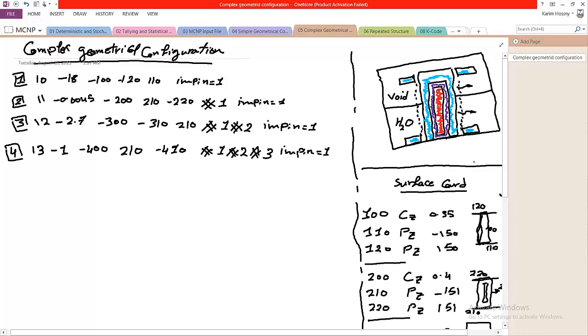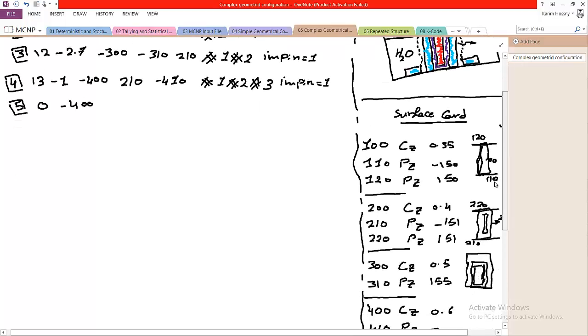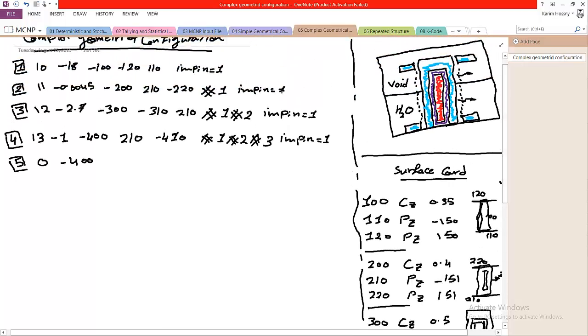After that, we have to specify the other part of the tolerance, which will be void, therefore zero material, which means that there is no density, to be negative 400, negative, let's see what this surface was. This surface was 310. I'm talking about this surface.